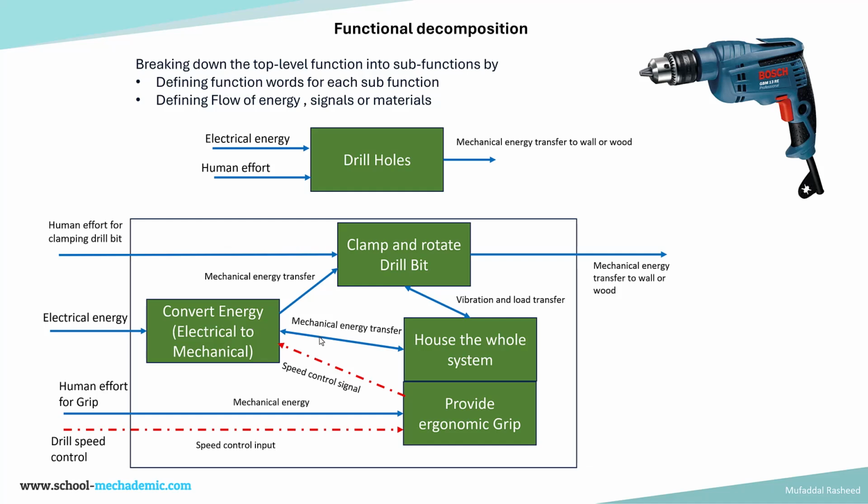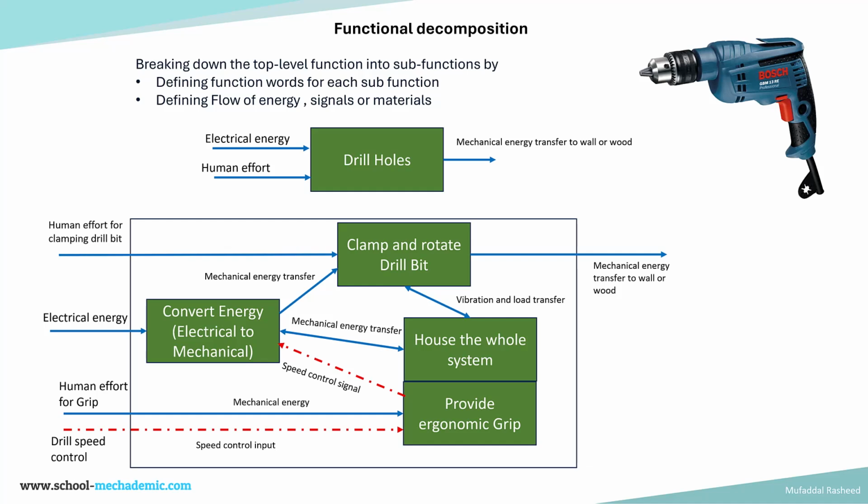Now, when this operation is taking place, there is human effort in two forms. One is the human effort for the gripping, that is holding this and pressing the drilling machine onto the wall. That is one human effort. The other human effort, which is not happening continuously, is for clamping the drill bit, that is using this mechanism to clamp the drill bit into the chuck.